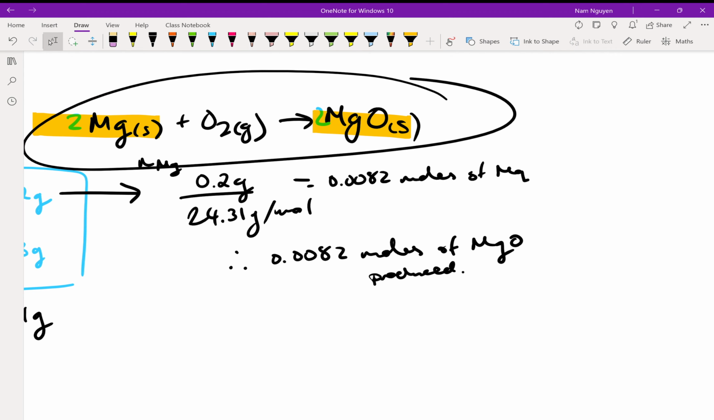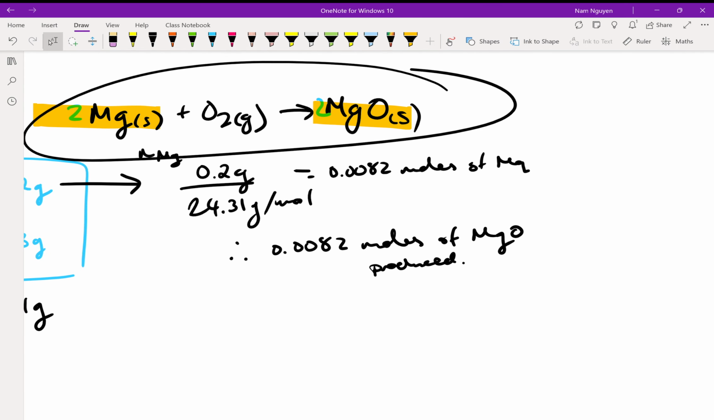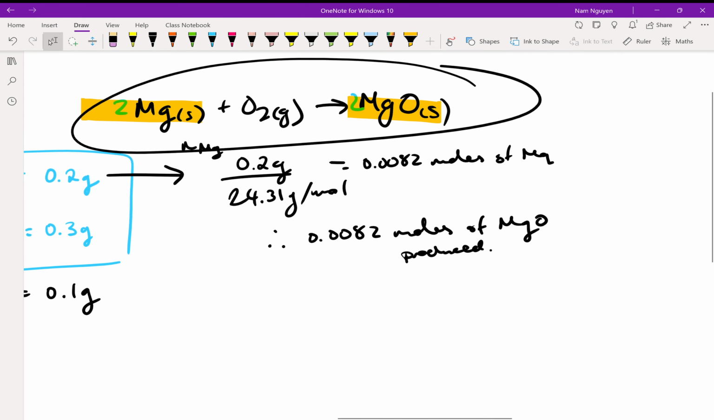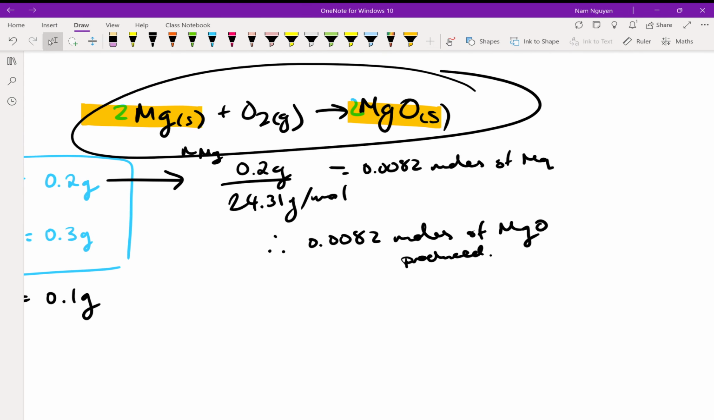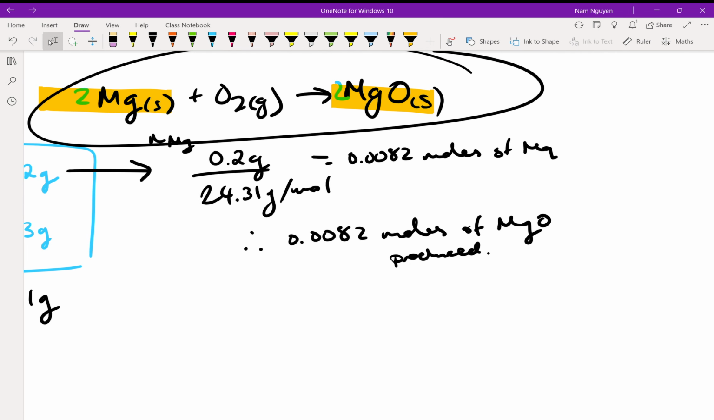All right, so let me say that again. We've just looked at how many moles of magnesium we had with our 0.2 grams, and now we know, because of the balanced equation, how many moles of magnesium oxide should be there.